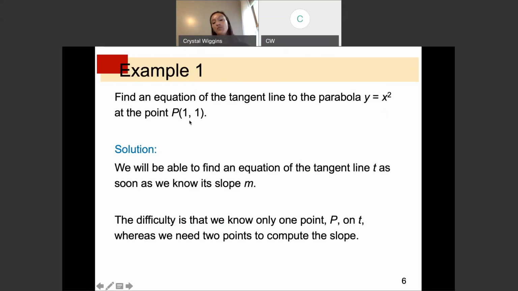Now we have the point at which the tangent line intersects. So we have 1 point on the line, but we know nothing else about this line, except for the fact that it does brush the surface of this parabola at this point. So what the heck do we do?